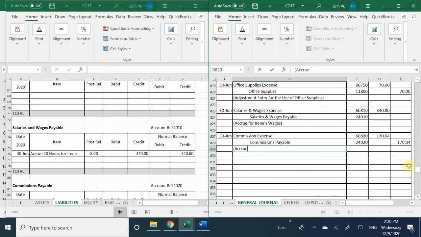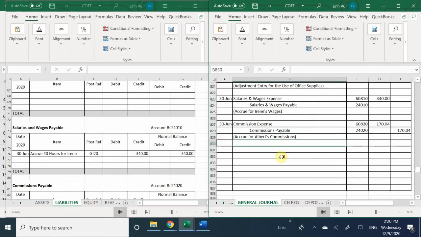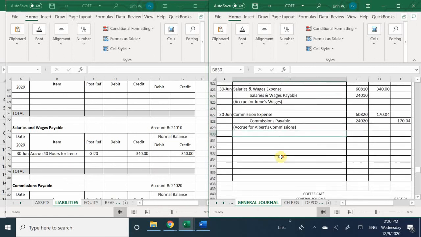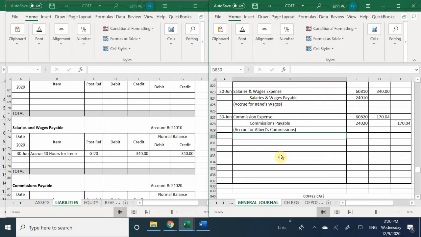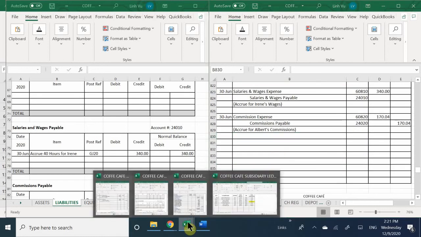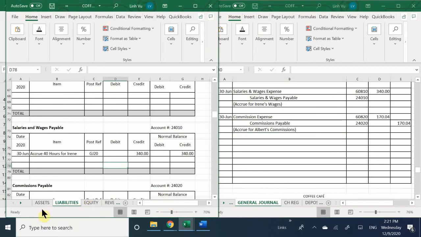And then, of course, the note here is going to be the same thing. Accrue for Albert's commissions. Okay, for 170.04. Okay, so those are our adjustments. And place it into the ledger.